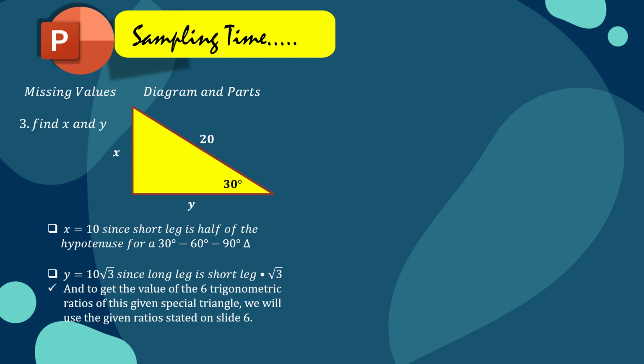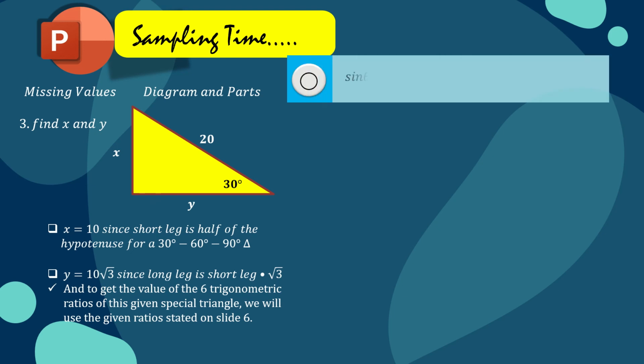To get the value of the 6 trigonometric ratios of this given special triangle, na 30, 60, 90 degree right triangle, we will use the given ratios stated on slide number 6. So O kani, ang sine, cosine, posible nga maglahi na sila og answers. Ang tangent o cotangent, posible pareha. Ang secant o cosecant, posible nga dili na magka-pareha.